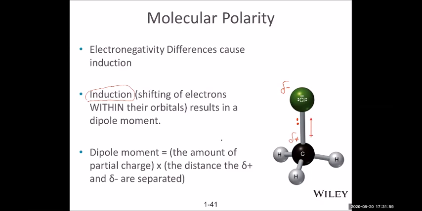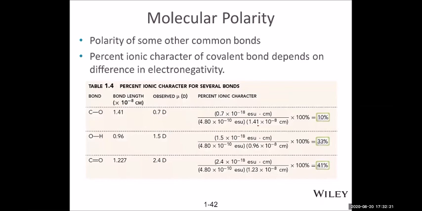The dipole moment calculation in physics is the amount of charge times the distance between the charges. We use this arrow to represent it. The arrow always points from the positive charge to the negative charge. So we have a polar bond. And how much bond polarity depends on how much charge.